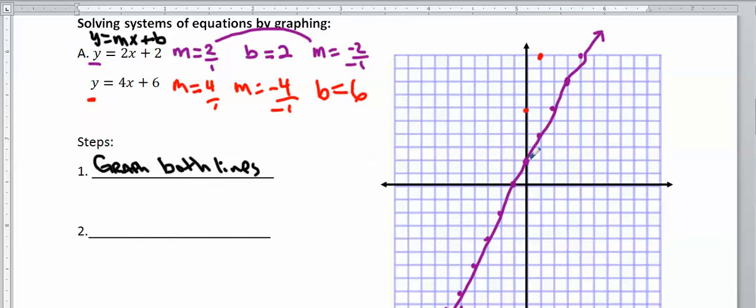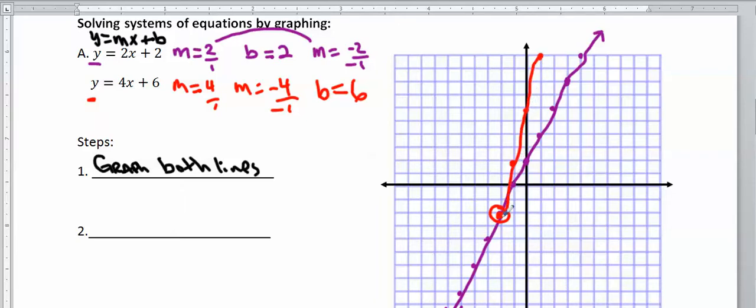So down 4 to the left 1, down 4 to the left 1. Oh, see, right there is where it crosses, right? These two lines have the same point right here. So I'm going to go ahead and draw in my line. I don't have to go anymore. I've got what I wanted.